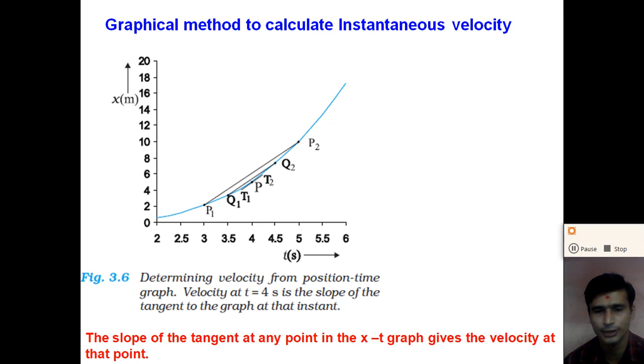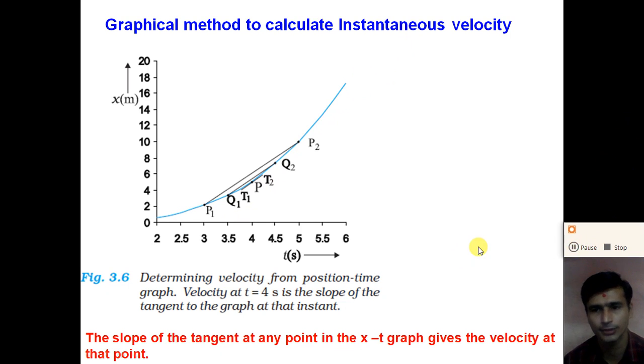So at t equal to 4 second, if you want to calculate the velocity, draw a tangent to this curve and calculate the slope of this tangent; it gives the instantaneous velocity at t equal to 4 second. The slope of the tangent at any point in the x-t graph gives the velocity at that point. So if we want to find the velocity at t equal to 5 second, draw the tangent to the curve at t equal to 5 second and calculate the slope of this tangent. It is the velocity at that point.